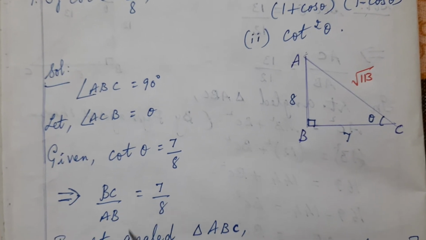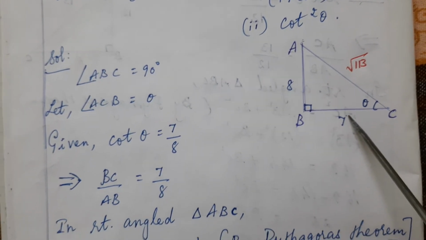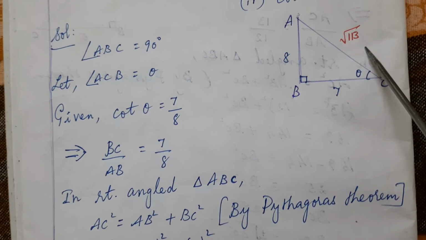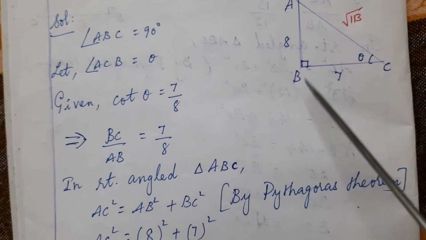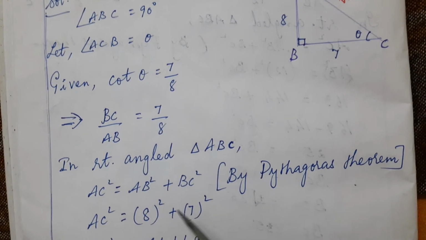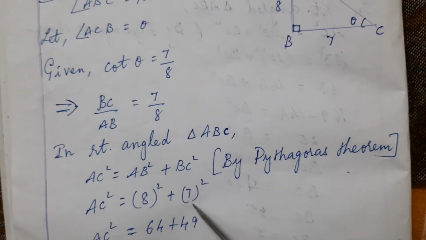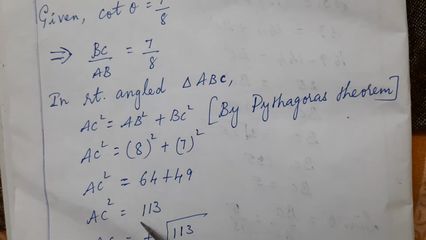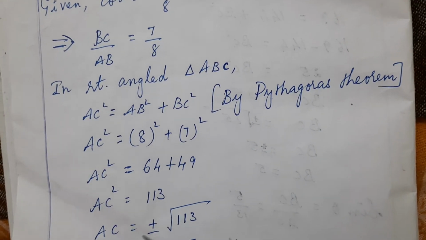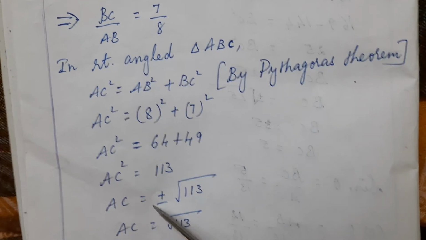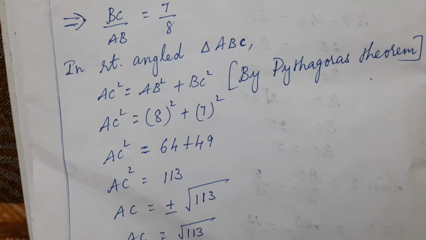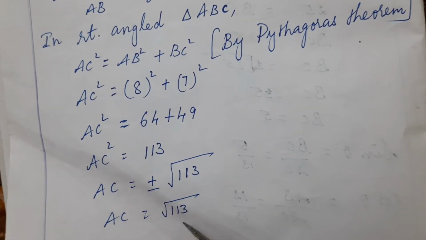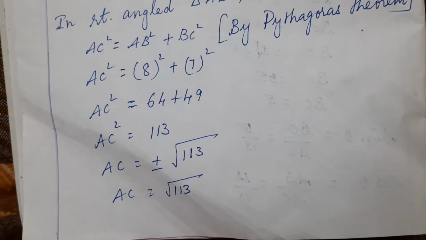So now BC by AB is 7 by 8. In right angle triangle ABC, we have to find the hypotenuse. AC square is equal to AB square plus BC square. So AC square is equal to 8 square plus 7 square. AC square is equal to 64 plus 49. AC square is equal to 113. AC is equal to plus or minus root 113. We write only the positive value because the length cannot be negative.